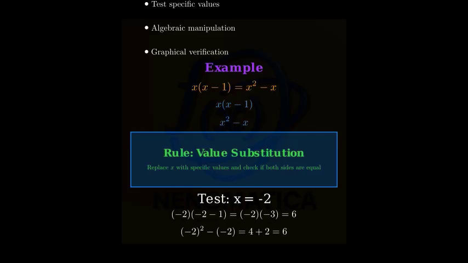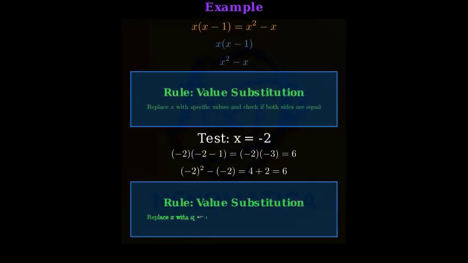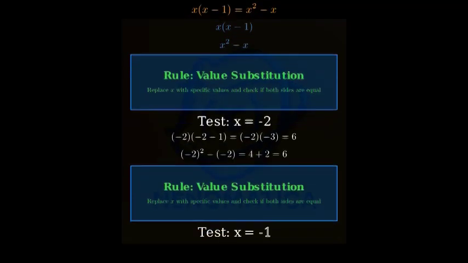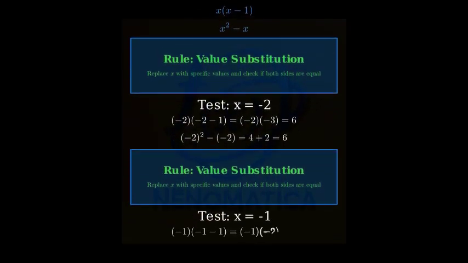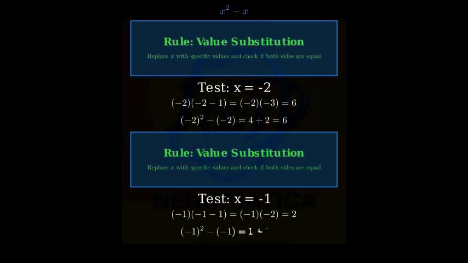Let's try another value. Let's check for x equals negative 1. If x equals negative 1, then the left side becomes negative 1 times open parenthesis negative 1 minus 1 close parenthesis, which is negative 1 times negative 2, which equals positive 2. The right side becomes negative 1 squared minus negative 1, which is 1 plus 1, which equals 2. Both sides equal 2, so the equation is satisfied for x equals negative 1.